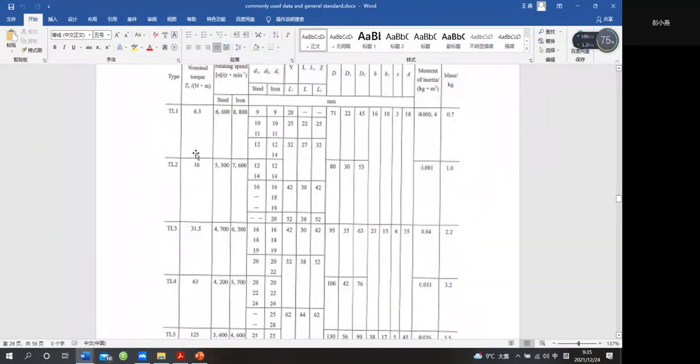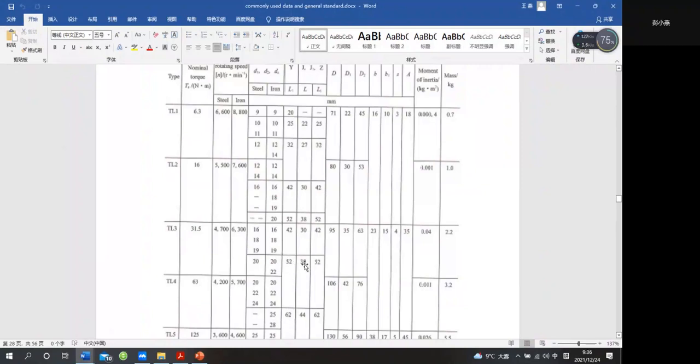Should the torque be larger than 44.63? So we can choose which type. TL4, yes. The transmitted power is larger and the speed ratio is larger than the actual speed ratio. And this is the diameter. The hole diameter means the diameter of the shaft, okay? Diameter of the shaft.